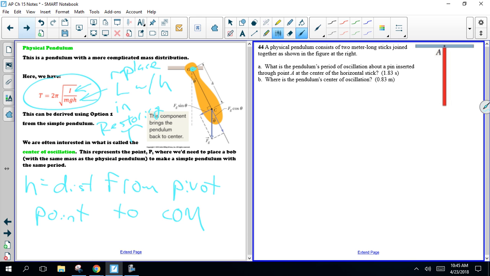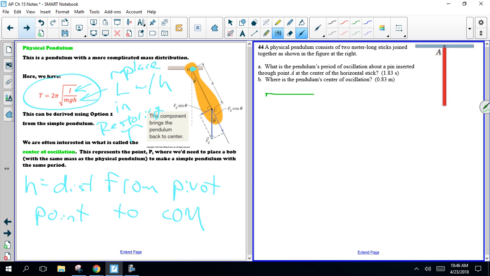One, we need to find I. So we've actually got two pieces. We've got one piece that's oscillating like this, and one piece that's oscillating like this. So how do I find the rotational inertia of the combined thing? You find the two individual things and add them, right? Okay?